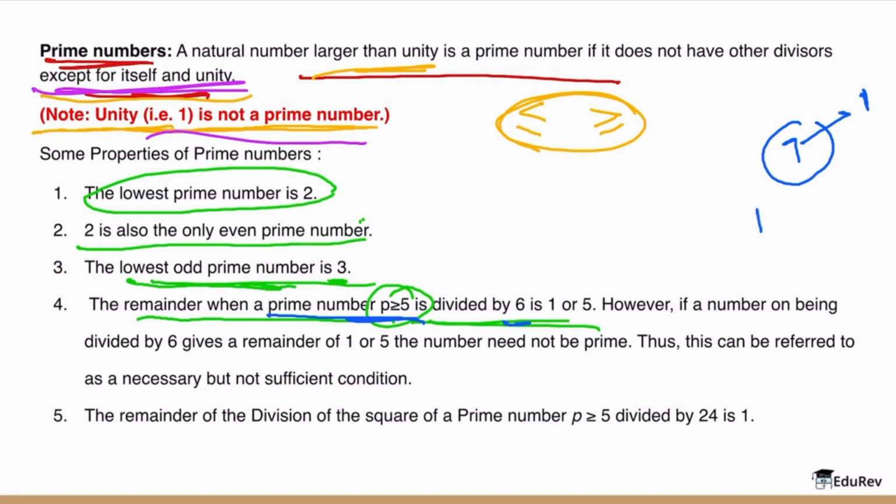And 13 is also a prime number. If 13 is divided by 6, then what is going to be the answer? 1 again. 17 is also a prime number. Correct? So if 17 is divided by 6, what is going to be the answer? 5. Right? So this is basically what this property says.